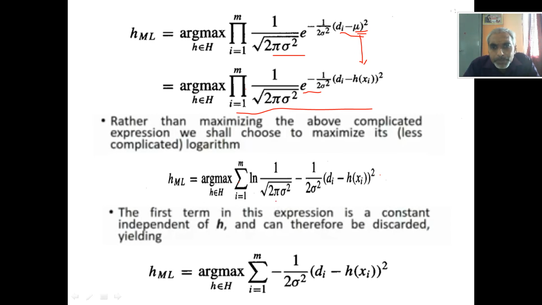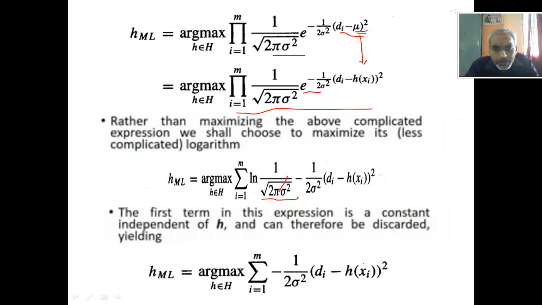Now in this expression, the first term is a constant. As we told here, this particular term is completely constant, which is independent of h. Since argmax says for all hypotheses, but in this first term we don't have any h, it is a constant independent of h, and since it is a constant, it can be discarded. So we just ignore this constant and we get HML equal to argmax of h belonging to H, summation for i equal to 1 to m of minus 1 divided by 2 sigma square into di minus h of xi whole square.